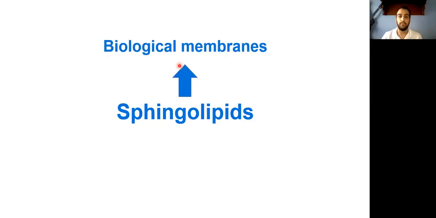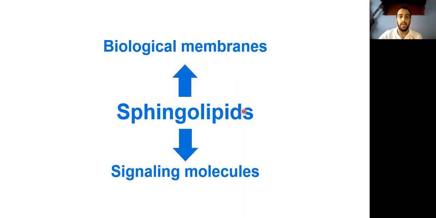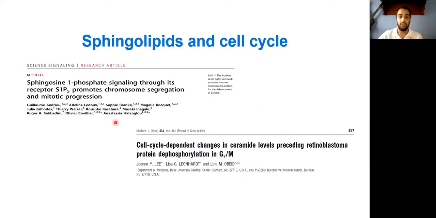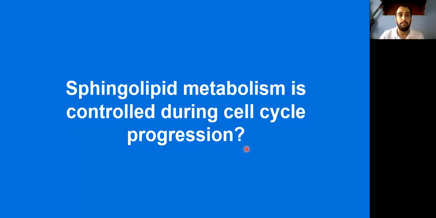Sphingolipids are amazing molecules that can form biological membranes and also work as signaling molecules. Especially for today, it was shown that in mammalian cells some species of sphingolipids can act to lead cell cycle progression, as you can see here for sphingosine 1-phosphate and also ceramides. But in this work, we will explore if sphingolipid metabolism can be controlled during cell cycle progression.